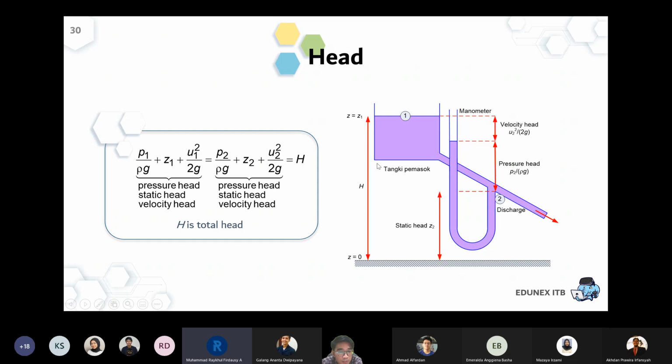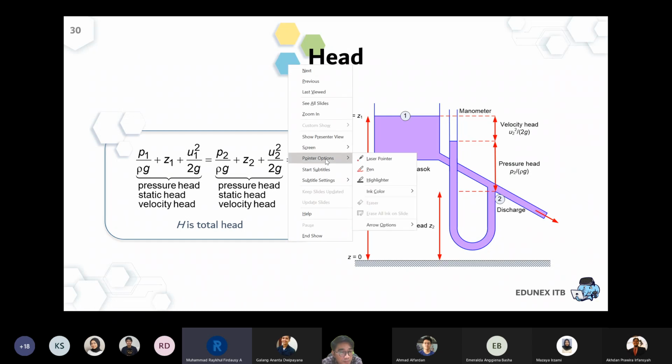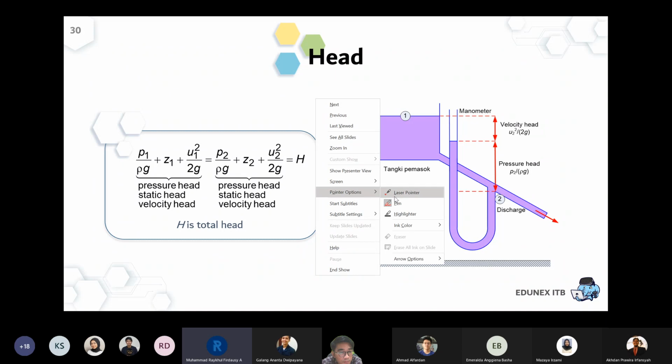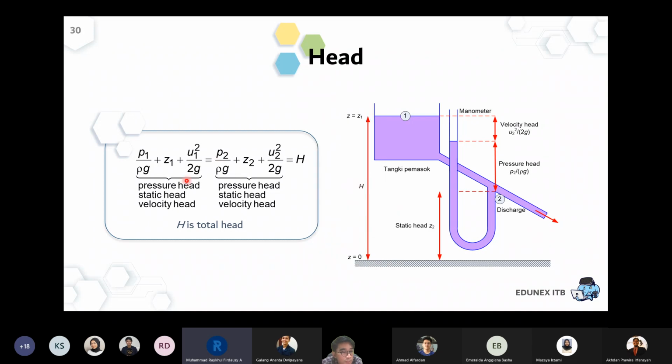Before we go to the figures, this is also the Bernoulli equation. This is the pressure energy, this is the potential energy, and this is the kinetic energy. But you can see what the unit of the energy will be. It's not joules or joules per kilogram.